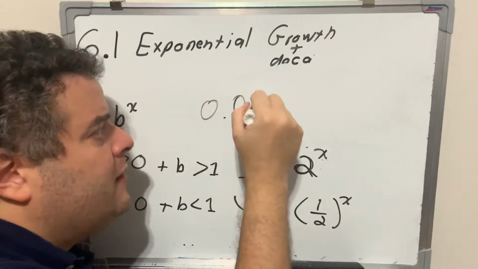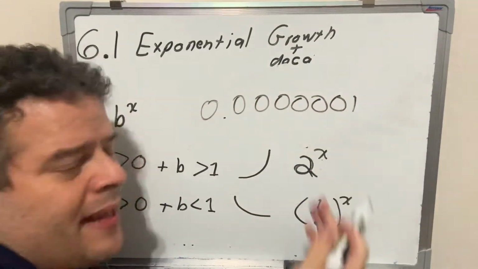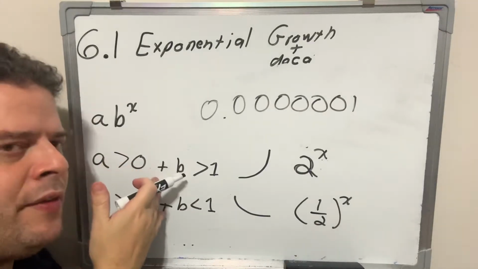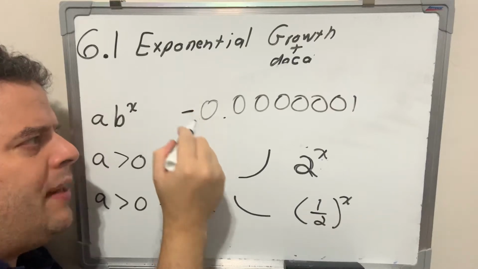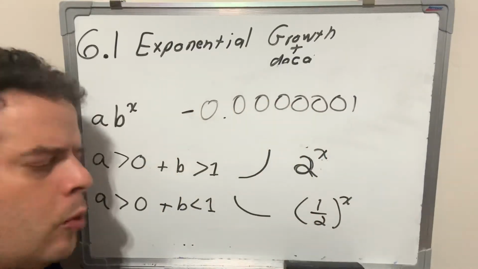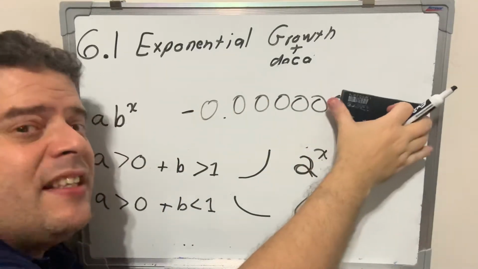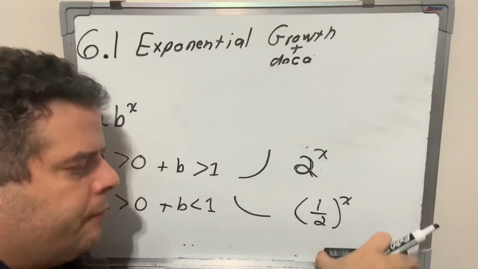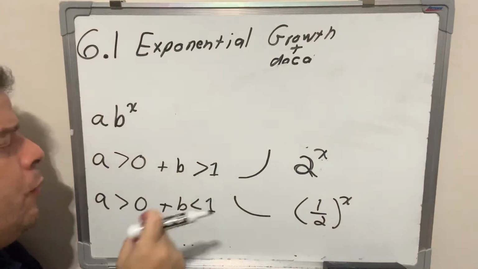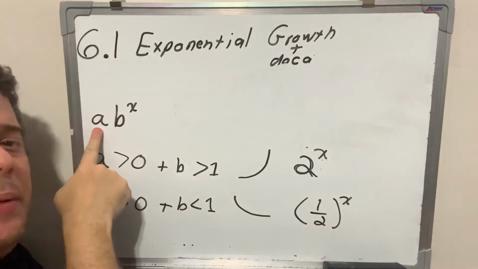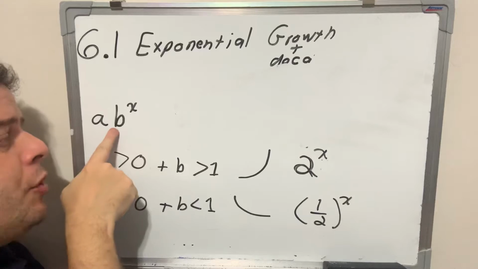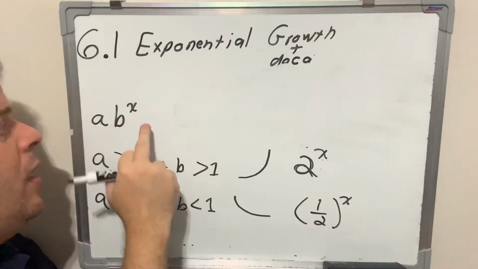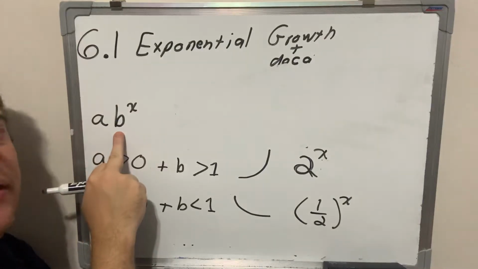It can be 0.0000001. That's fine. That satisfies a bigger than 0. But as soon as you put a negative, it reflects, and it is no longer exponential growth. It is something else. It is not decay either. It's just something else. So for exponential growth, the rule is your a has to be bigger than 0, and your b has to be bigger than 1. It cannot be 1, and it cannot be less than 1.